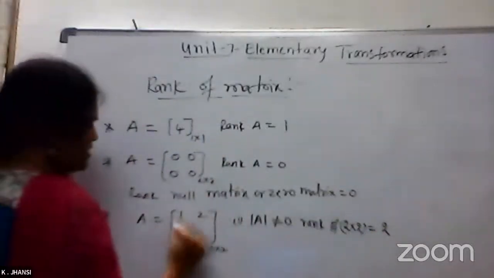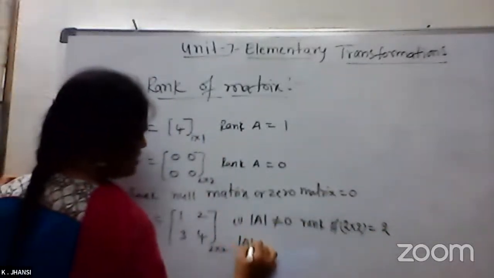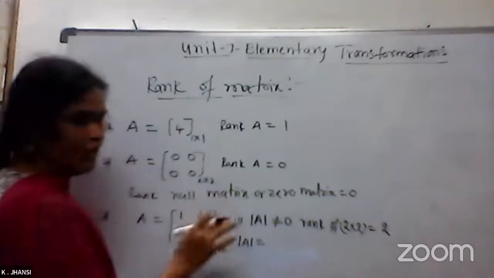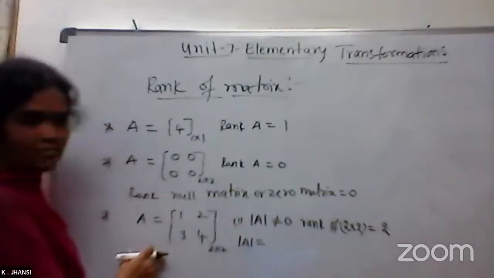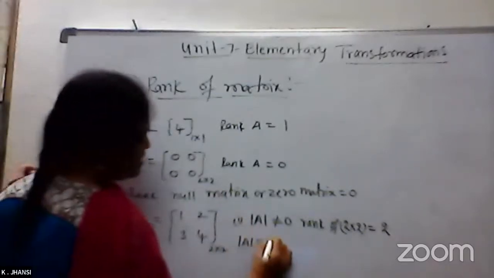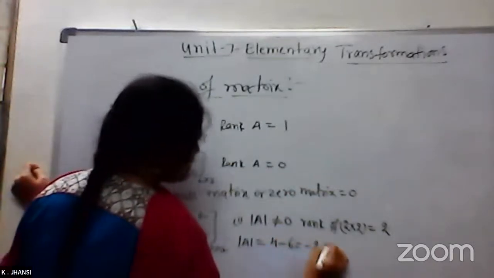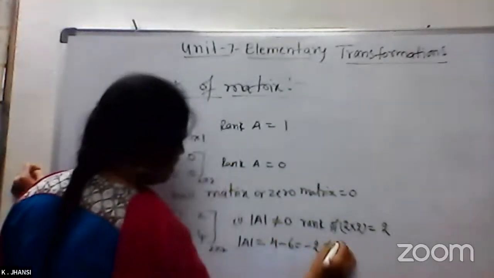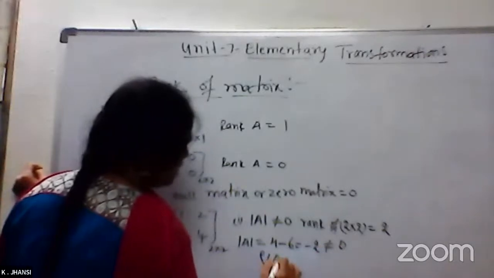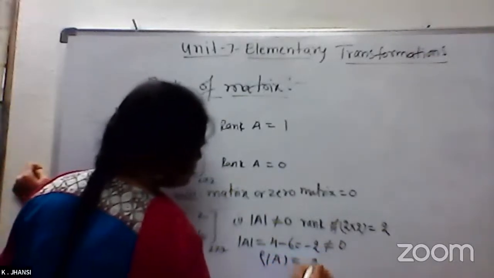You can see here, the determinant of A, since it is a 2 by 2 matrix, we just find the cross multiplication. So 4 minus 3 times 2 is 6, it is equal to minus 2, not equal to 0. So here the rank of A is equal to 2.